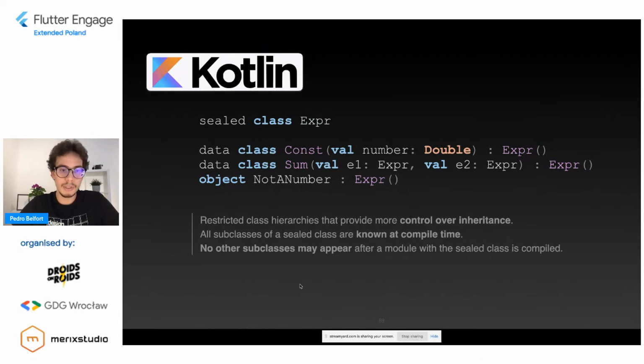Kotlin also supports sealed classes. So you would have, let's say, 3 classes here that extend from expression. And the nice thing about this is that all the subclasses of sealed classes are known at compile time, just as freeze gives us for Dart.